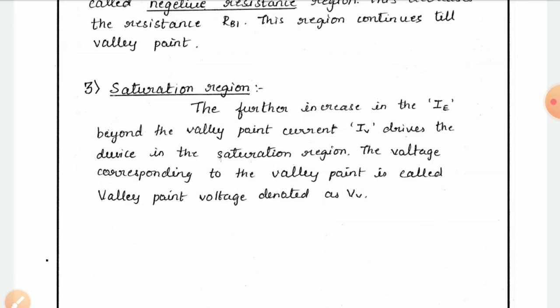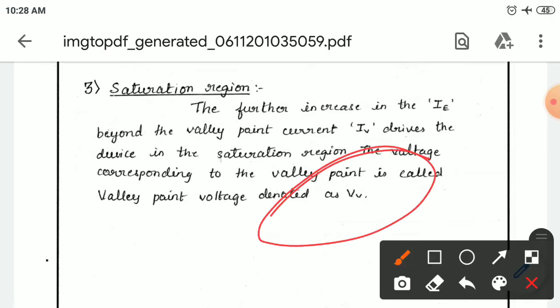So further, the emitter current will increase beyond the valley point, and thus the device will be driven to the saturation region. The voltage corresponding to this valley point is called the valley point voltage, and it is denoted as VV. Above the valley point, the emitter current continues to increase.